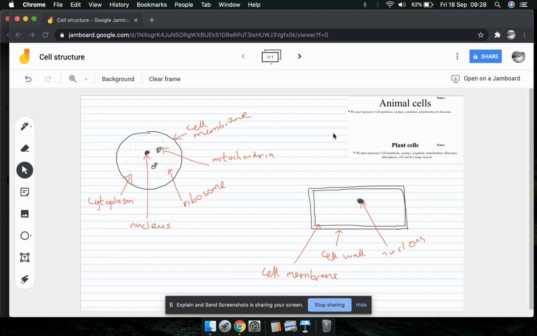The next thing I'm going to draw in here is a very large vacuole. The vacuole is a very important structure in the plant cell because it pushes out against the cell membrane, and that pushing out effect basically makes it rigid.